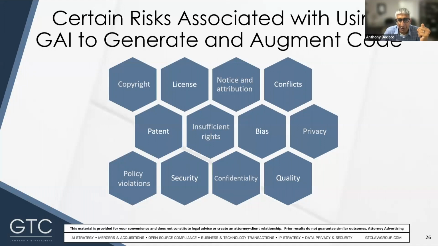The next one is licenses. It's also possible that that copyrighted work that's now in your code was made available pursuant to a license agreement, open source or otherwise. And then the GAI tools here do not provide notice and attribution of the relevant licenses. So you would not even know that a license applies to that content. So as a result, you could breach the license terms.